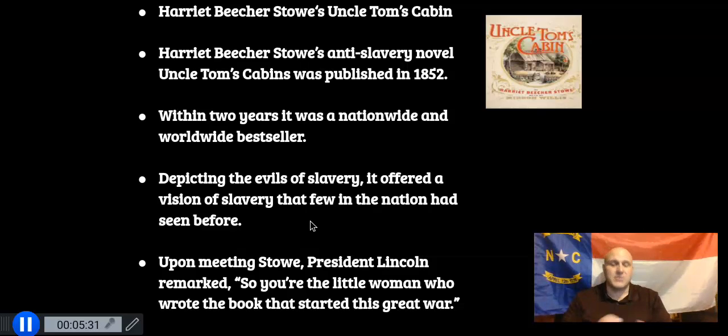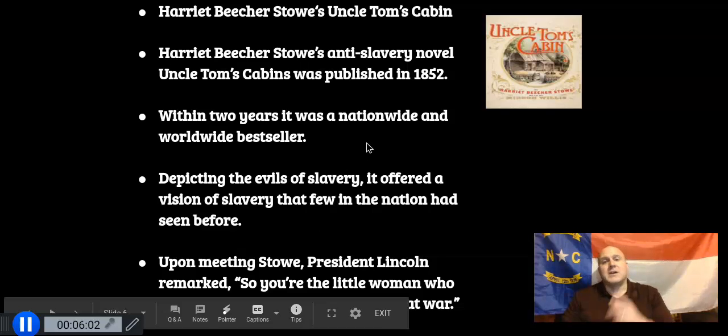She was able to see it for herself, hands-on, and she puts it in this book about Uncle Tom, a slave who's wound up beat to death by a horrible slave owner. Again, basis is slavery. You see at the bottom, upon meeting Stowe, it's said Abraham Lincoln said, you're the little woman who wrote the book that started this great war. Remember, that's not proven that he said that, but folklore says that he said that to Harriet Beecher Stowe. Again, Uncle Tom's Cabin, based upon slavery.